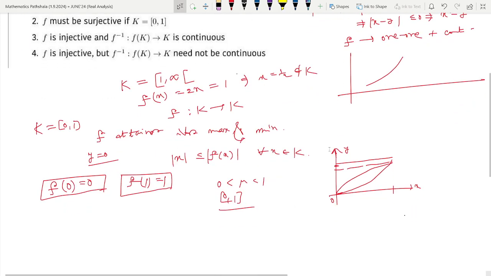So if we can prove f(0) equal to 0 and f(1) equal to 1, then it will be proved that f is surjective. So first we prove that f(1) equal to 1, and f(0) equal to 0 we can similarly prove. So we only prove here f(1) equal to 1. This is the only thing which we have to prove.